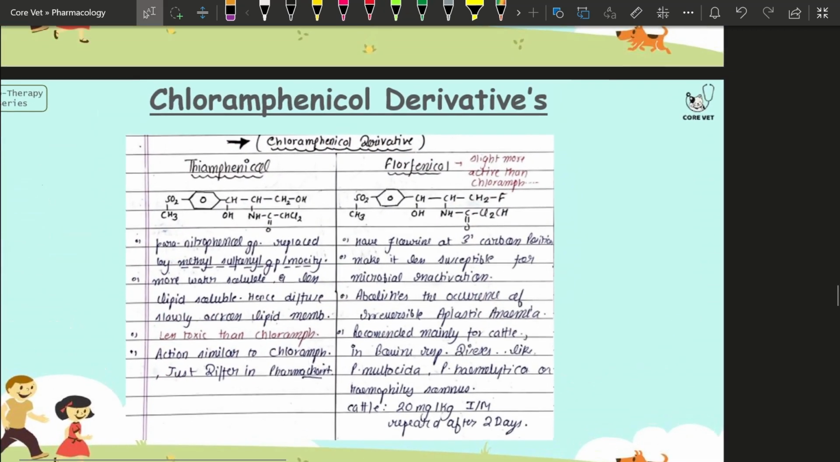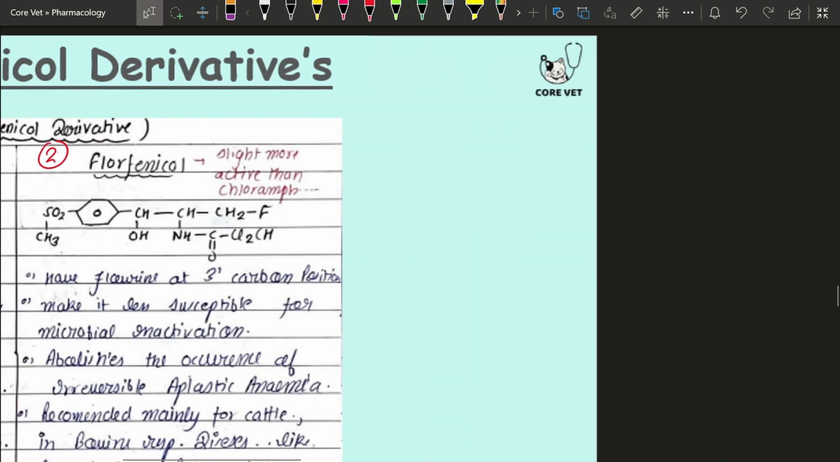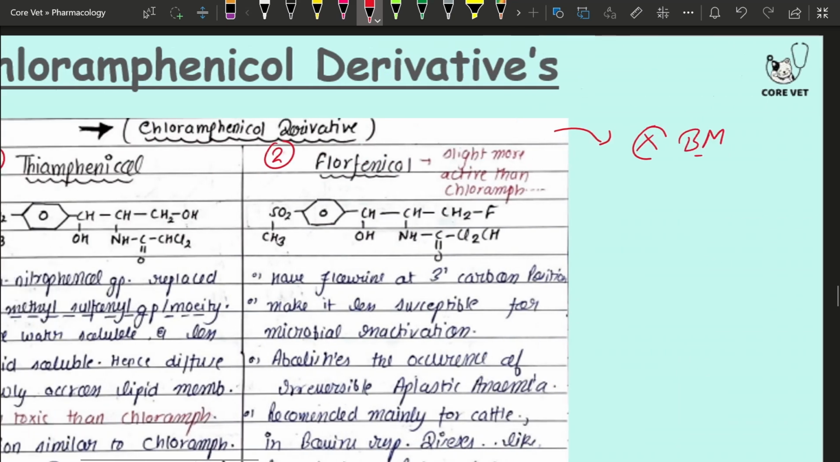So moving on to the derivatives. There are two derivatives of chloramphenicol. One is thiamphenicol, and the second is florfenicol, right? Both of these derivatives do not suppress the bone marrow. There is no case of bone marrow depression due to the usage of the chloramphenicol derivatives, right?